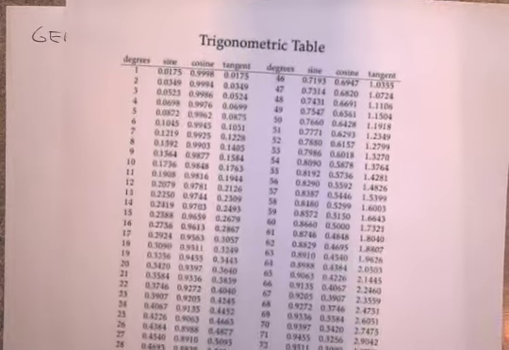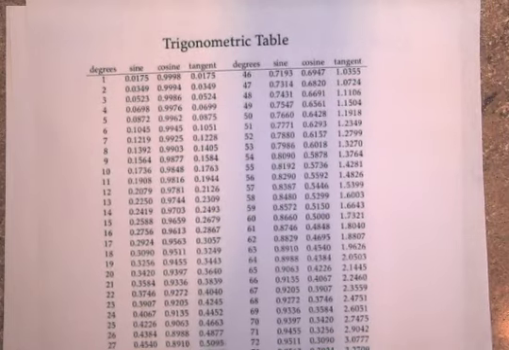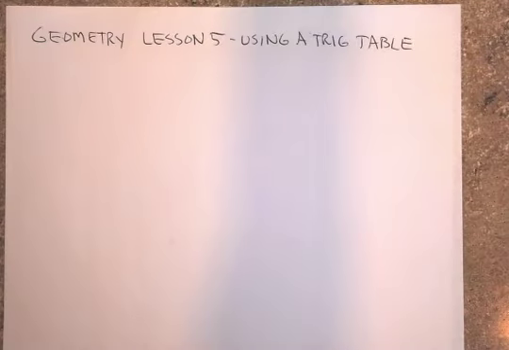All right, lesson 5 is using a trig table. If you look on my Google Classroom, you'll see a link for a trig table that looks like this. Make sure you can find that. If you can print it, print it. Otherwise, you just got to look at it on your screen, and we're going to be using that.